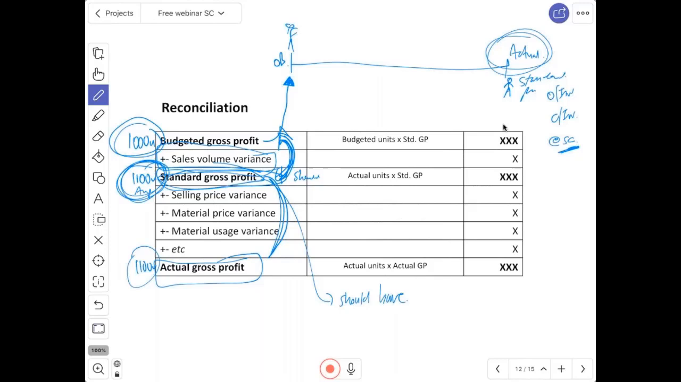So when they ask you to prepare the reconciliation from budgeted to actual, you'll start with budgeted, add or deduct the sales volume variance, and immediately give you standard gross profit. And then you'll list the selling price variance and all the cost variances. And that should bring you to the actual profit at the end.